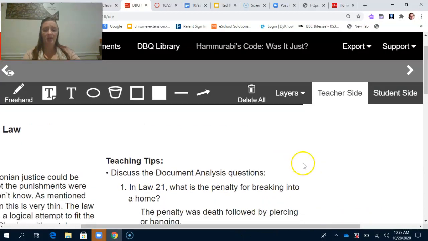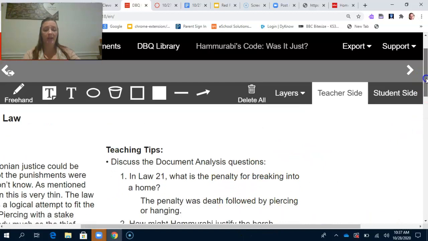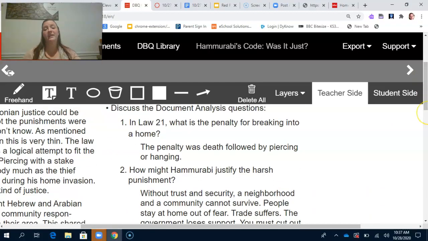So number 1, in Law 21, what is the penalty for breaking into a home? Well, that penalty was death, followed by a piercing or hanging. And this was probably to make an example out of them, to make it so that other people didn't want to rob a home or other people's stuff.